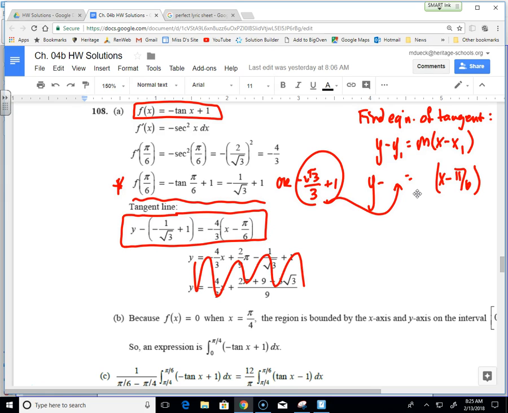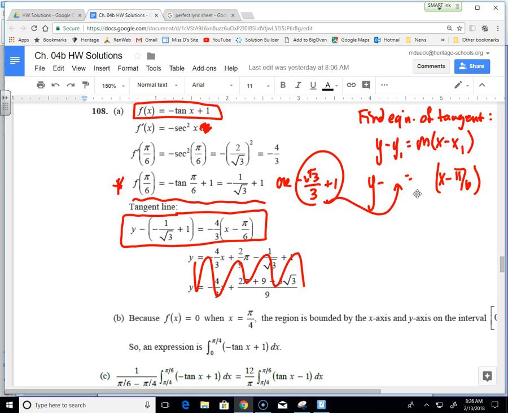Now, hold on, wait. We're still missing this part. What goes in the slope of a tangent line spot? The derivative. So what did they do right here? Took the derivative of tangent, secant squared. They went ahead and plugged in. I don't like how they wrote that. They plugged in pi over 6.